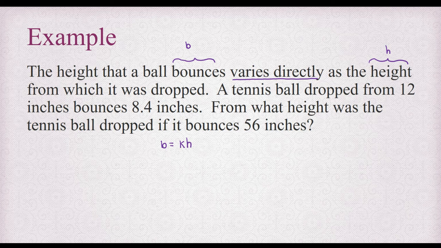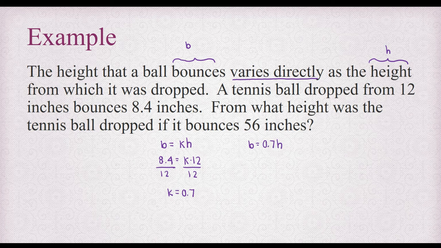All right, so the next sentence says a tennis ball dropped from 12 inches, bounces 8.4 inches. Okay, so it's bouncing 8.4, so that's going to be B. And the height that it was dropped is going to be 12. So then I'm going to divide both sides by 12. So it looks like K is going to be 0.7. So we have now B equals 0.7 H.